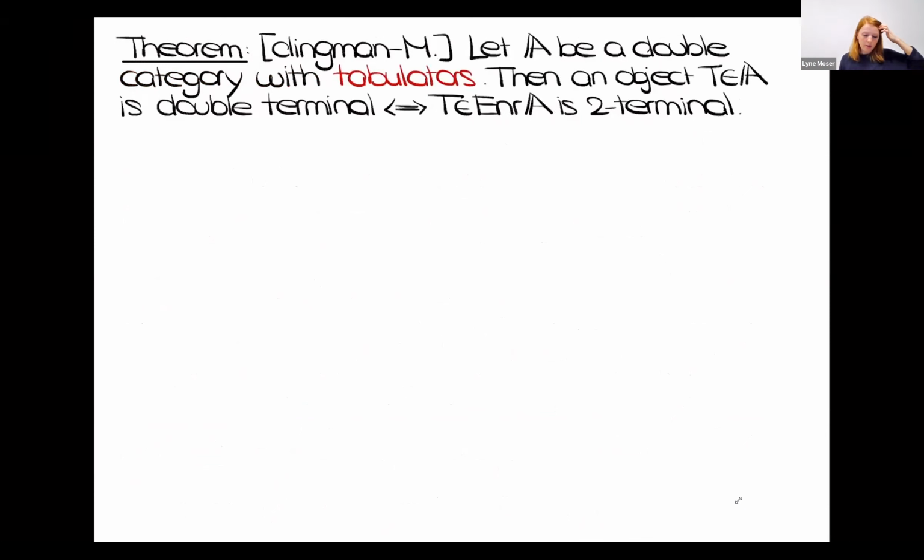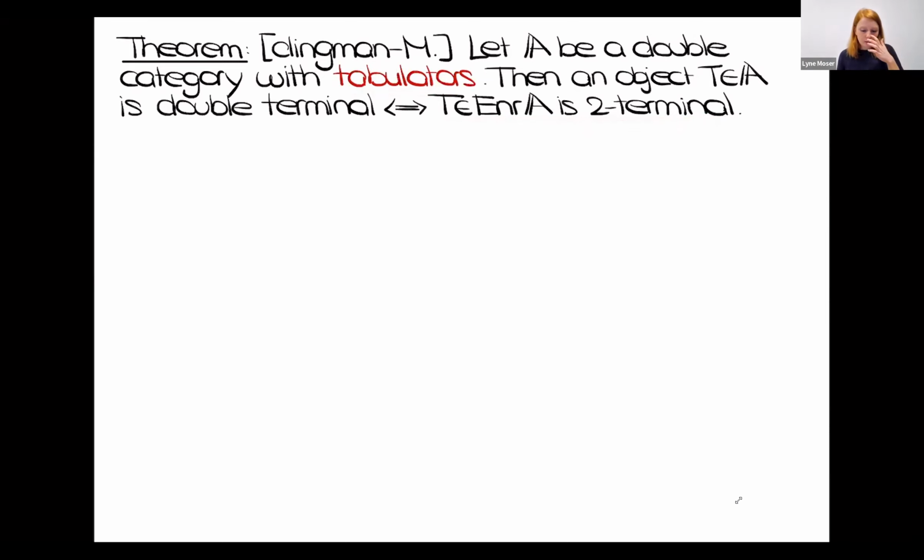Okay, so before going to the enriched case, I just want to mention something related to tabulators, because we have seen them a lot this week, and I also wanted to say how they play a role in our story. And so what you can see is that if a double category A has tabulators, then, so I just want to recall the definition. A tabulator is like a double limit of a vertical morphism. Then you can see that an object T in this double category is double terminal if and only if it is 2-terminal in the underlying horizontal 2-category.